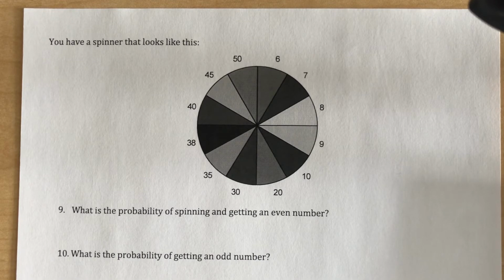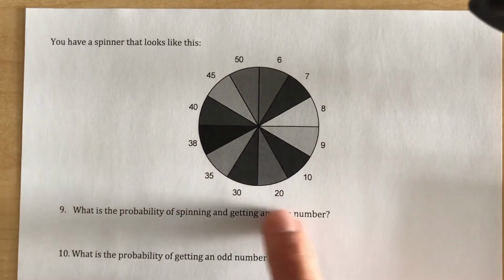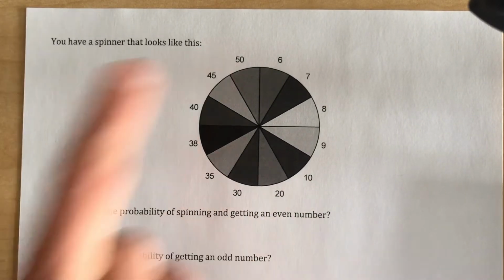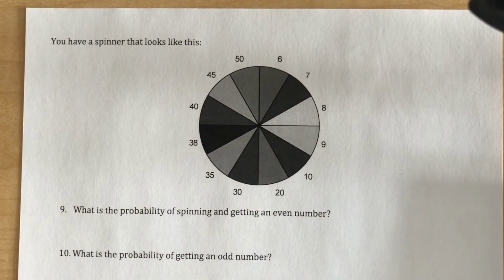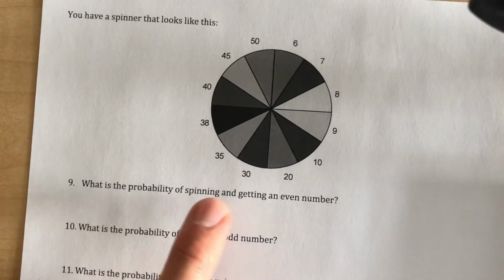But here's our sample space, and I'm not going to list it because it's there. 6, 7, 8, 9, 10, 20, 30, 35, 38, 40, 45, 50. And, you know, I don't know what this would represent. Maybe it's something where somebody is gambling or something like that. I don't know, which I don't recommend. Anyway, what's the probability of spinning and getting an even number?